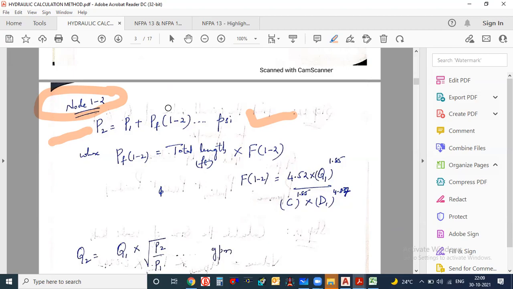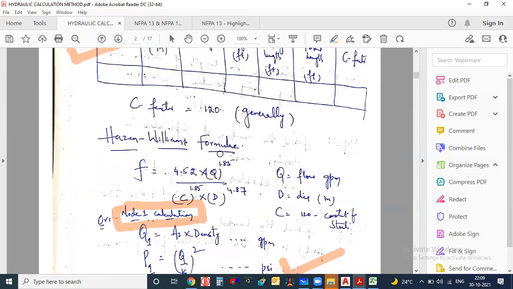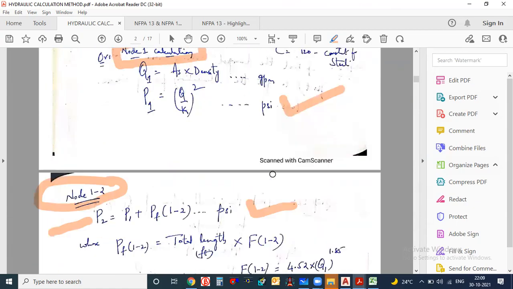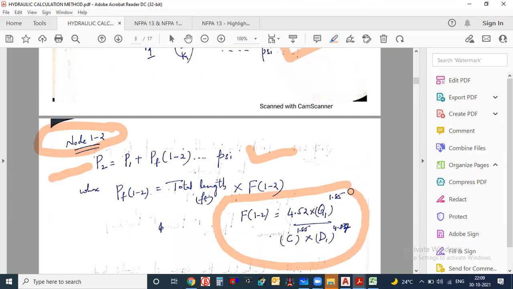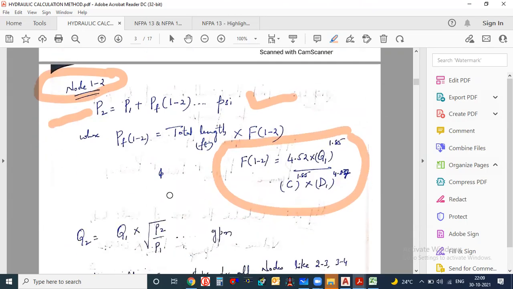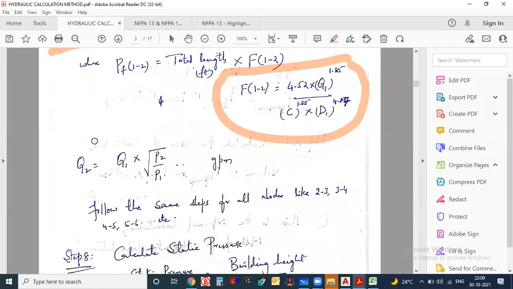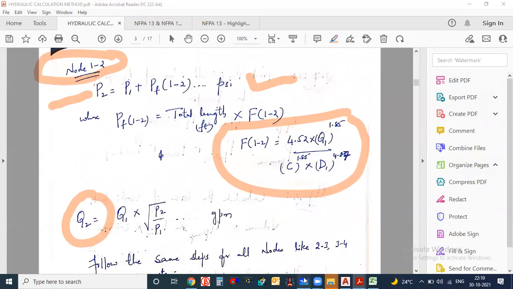And these formulas are also given in some NFPA book. I think I will show you that also, because I have seen this formula written somewhere. Now here you have to extract PF 1 to 2, which is nothing but total length into the Hazen-Williams formula. Total length you will get from this particular table, and the Hazen-Williams formula you will get from here, 4.52 into Q1.85 by C1.85 into D4.87. Once you calculate this P2, next you have to go for Q2. Q2 is equal to Q1 into the square root of P2 by P1, and you will get P2 and Q2.